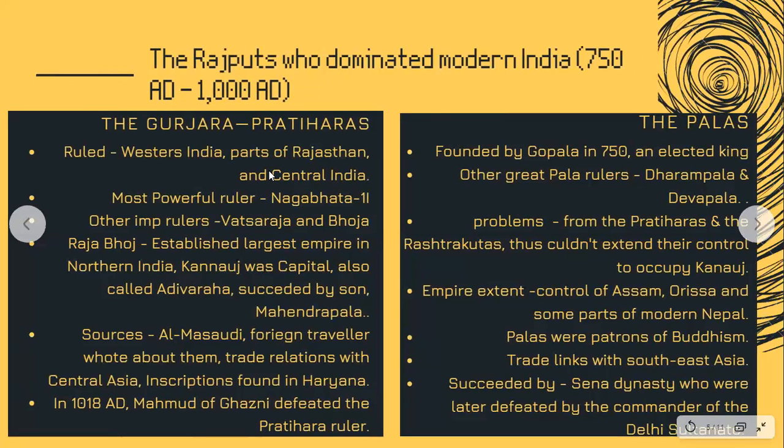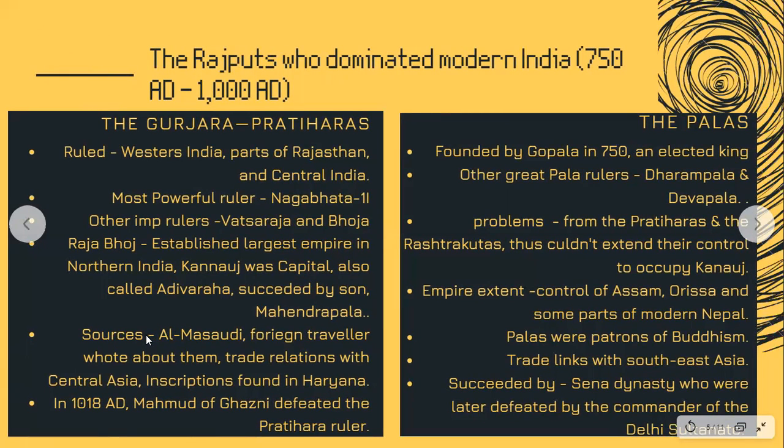Now, we know a lot about Gurjara Pratiharas through the inscriptions that we found in Haryana, which also tell us that they had trade relations with Southeast Asia, right? I'm so sorry, students. It was the Palas who had trade relations with Southeast Asia. Gurjara Pratiharas had trade relations with Central Asia, right?